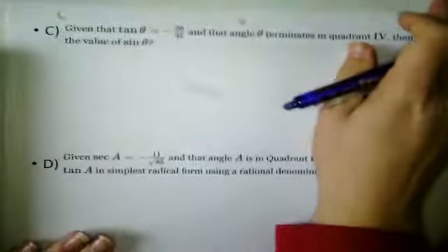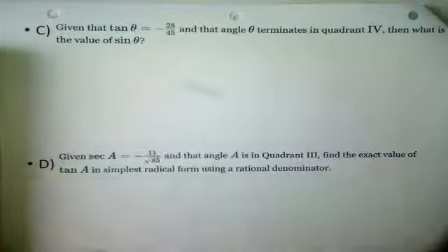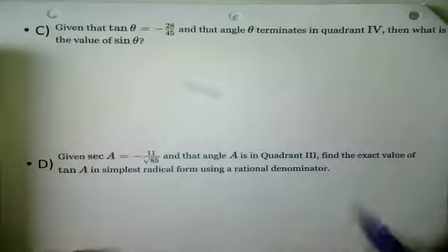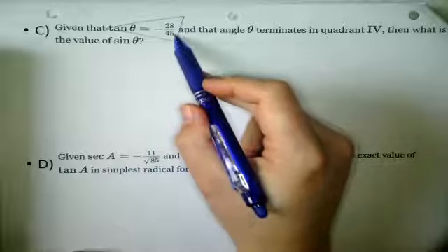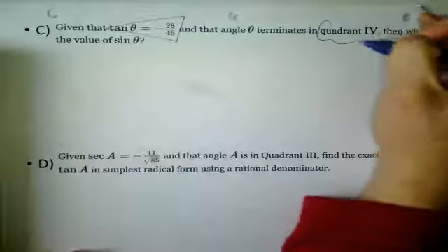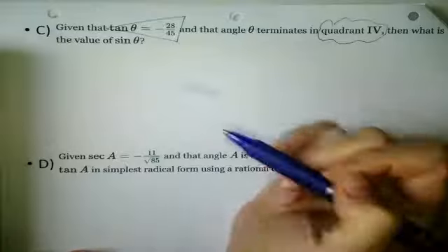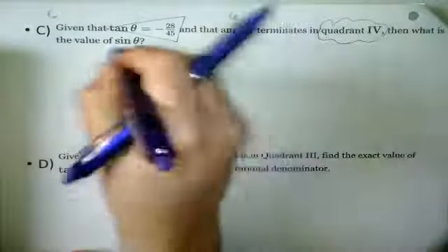All right, a couple more, then we're done. Easy day. All right, so given that tangent of some angle is negative 28 over 45, and that angle terminates in quadrant 4, what is the value of sine of theta?